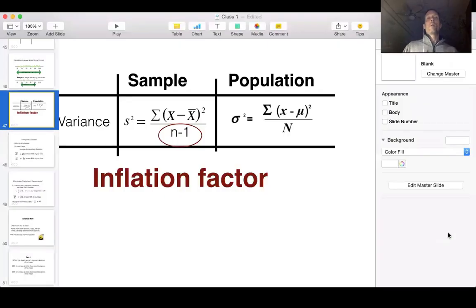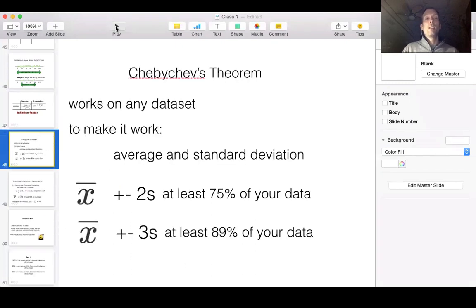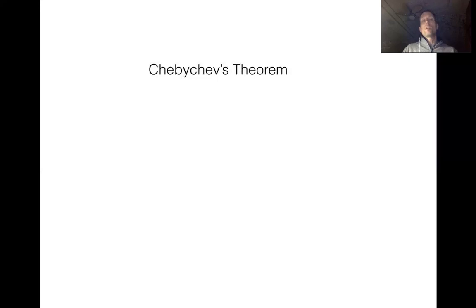Okay, so now that we know a lot more about population and sample variances, there are some really cool formulas you can use once you know how to handle variance. The first one that we generally end up with is the Chebyshev theorem. The good news about the Chebyshev theorem is that it works on virtually any data set. It doesn't matter if it's bell-shaped, not bell-shaped, skewed left, or skewed right. It's always going to work.